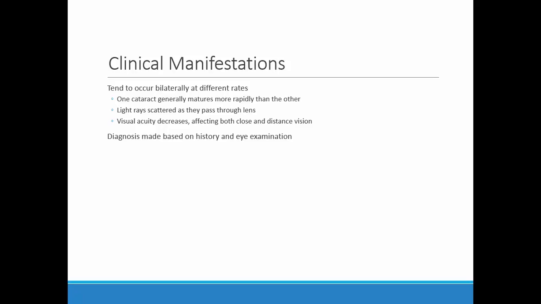Diagnosis is made based on history and eye exam. The ophthalmoscope exam will identify location and extent of the cataract. They will also lose the red reflex, and you will only be able to see a dark area.